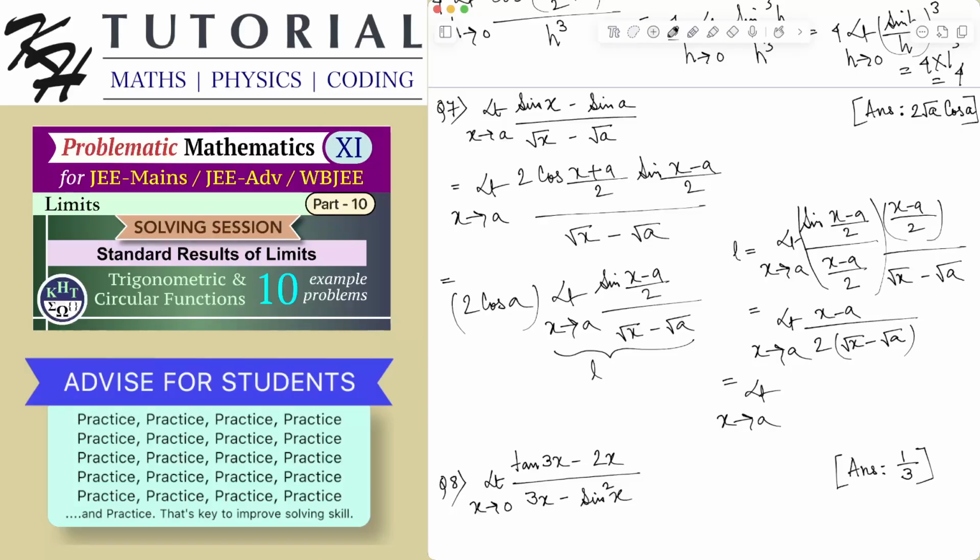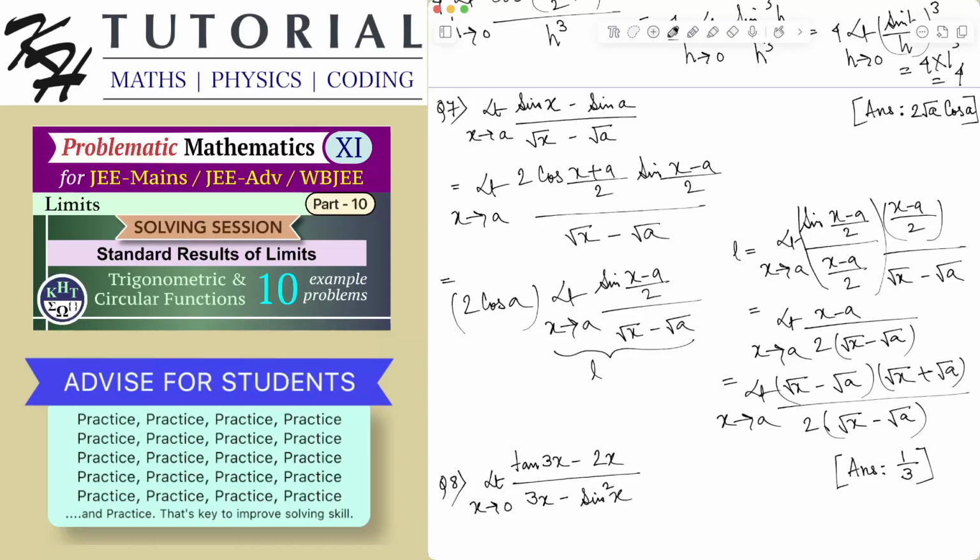As x tends to a, x minus a, factorizing using the formula a square minus b square is equal to a plus b into a minus b, it will be root x minus root a multiplied by root x plus root a divided by twice root x minus root a. Now we can cancel out root x minus root a from the numerator and the denominator, because root x minus root a is not exactly equal to 0, it is near to 0.